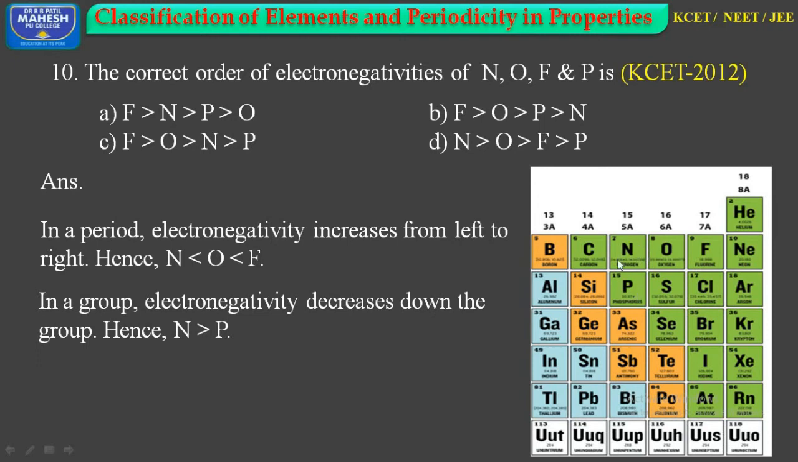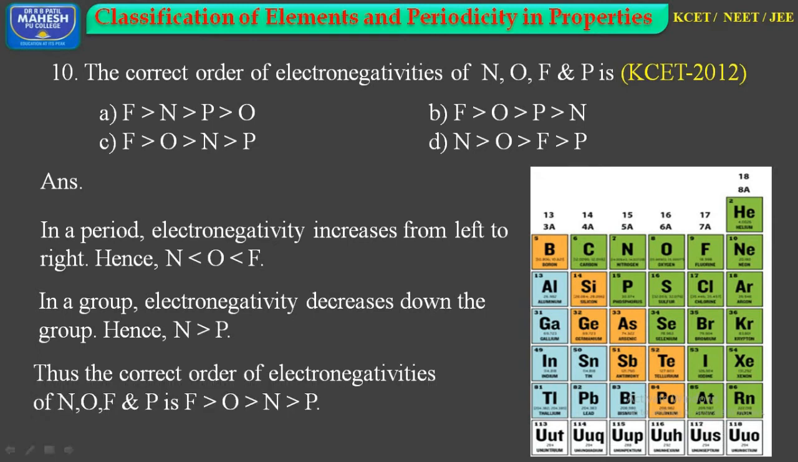So if we compare between nitrogen and phosphorus, nitrogen has more electronegativity value when compared to phosphorus. So with this, we can write the decreasing order of electronegativity as fluorine with the highest value, next oxygen, followed by nitrogen, and least value for phosphorus. So students, option C is the right answer.